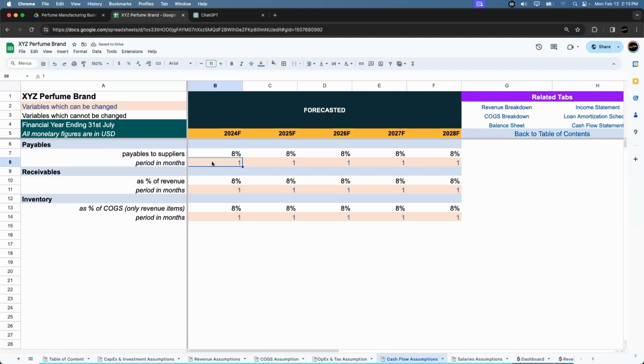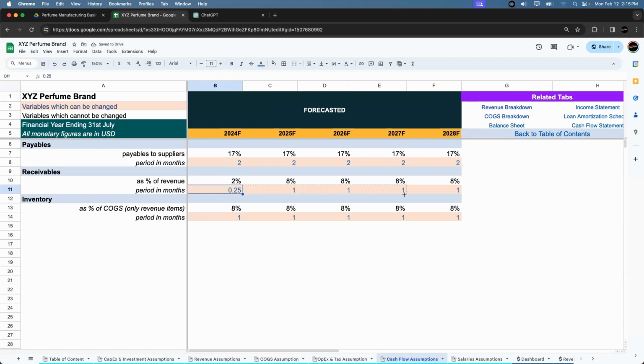So let's say you take the products from your suppliers and you take like 1 month to pay them back or 2 months to pay them back. So if you take 2 months to pay them back, you will have more cash in your hand, which is good for you. And receivables is how much time it takes for you to get the money from your customers. Let's say it takes 1 month or maybe 0.25 months, which means 1 week. So you can adjust it accordingly.